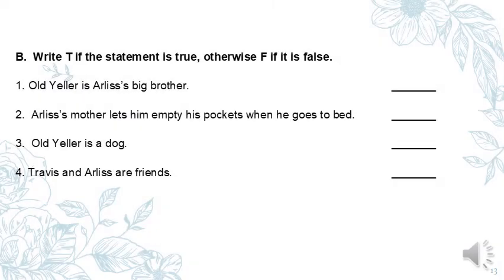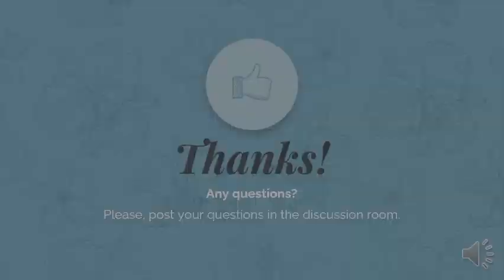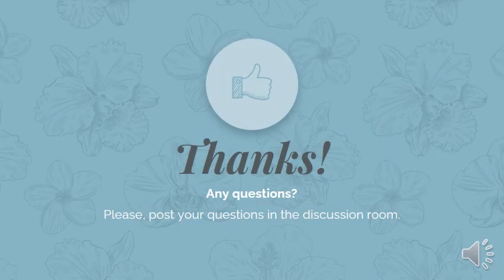True or false? Old Yeller is Arliss's big brother. Is this true? No, it's his pet. What is the name of his big brother? Travis. Number 2, Arliss's mother lets him empty his pockets when he goes to bed. Is this true or false? Yes, pretty true. Old Yeller is a dog, of course. Travis and Arliss are friends. Are they friends or brothers? False. They are brothers.